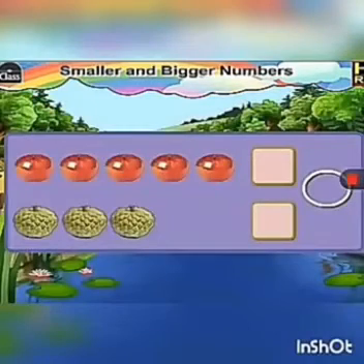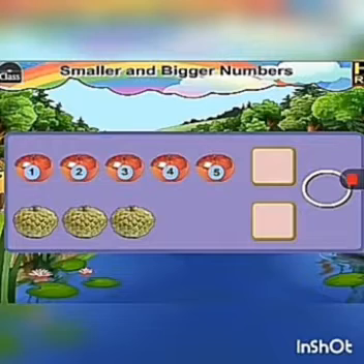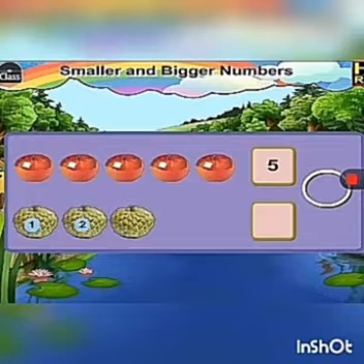First, let us count the apples. 1, 2, 3, 4, 5. There are 5 apples. So write 5 in the box. Let's see how many custard apples are there. 1, 2, 3. So there are 3 custard apples.